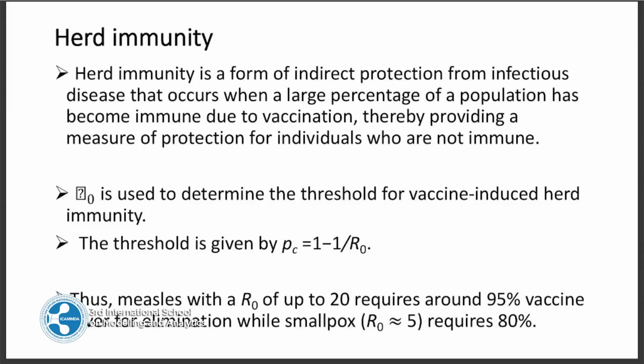So one other beauty of R0 is that we can also use it to determine the herd immunity. Prof mentioned this yesterday. So from here we can know the percentage of the population that do need to be vaccinated for the disease to be eliminated in the population. Herd immunity is a form of indirect protection from infectious disease that occurs when a large percentage of a population has become immune due to vaccination.